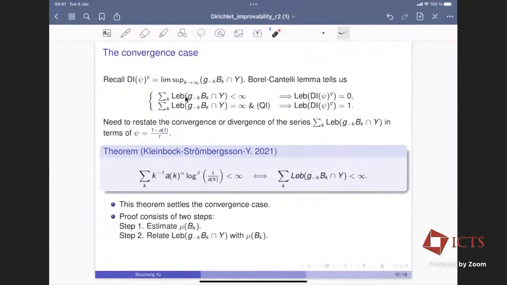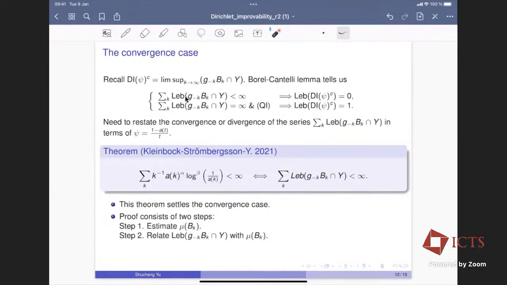Okay, so again, just a recap of the Borel-Cantelli lemma. We know that our D_psi complement is just this limsup set. Then the Borel-Cantelli lemma says that if the sum of the Haar measures of those intersections is convergent, then D_psi complement has Haar measure 0. And if the sum of those measures is divergent, and also if those events satisfy the quadratic independence condition, then this set has full Haar measure. So we would need to use this criterion.